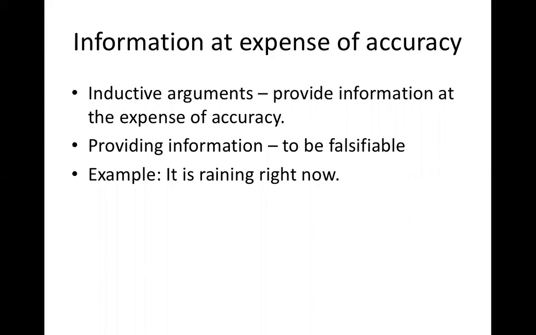So providing information is to be falsifiable. When you provide information, the information you've provided is falsifiable. Example, it is raining right now. When you say it is raining right now, it provides information about whether it is raining. That's valuable information because you can use it. If you know that it is raining right now, you can avoid going out so that you don't get beaten by the rain. So that's valuable information that it is raining right now.